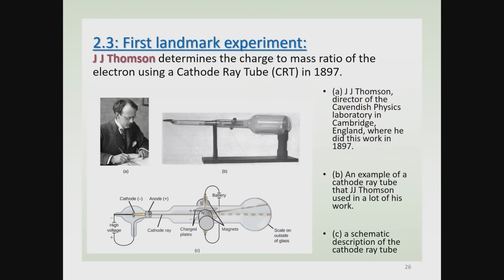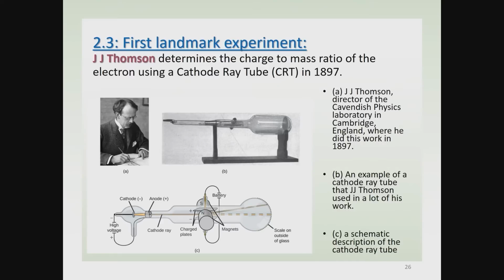Let me talk about the first landmark experiment. This was an experiment carried out by a man named J.J. Thomson, who was working in England. In this experiment he worked with an apparatus called a cathode ray tube. There are some pictures of it there, and also a schematic diagram that you can look at. I'm going to talk a little bit about how this works on the next slide.